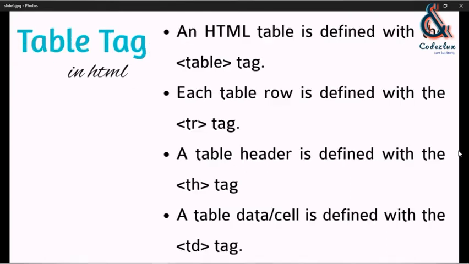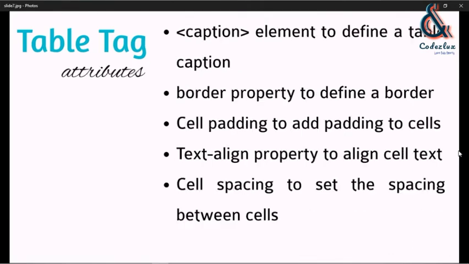Then after that we will discuss the table tag. An HTML table consists of the table element and one or more tr, th and td elements. The tr element defines a table row, the th element defines a table header, and the td element defines a table cell. Now we will discuss attributes of the table tag.